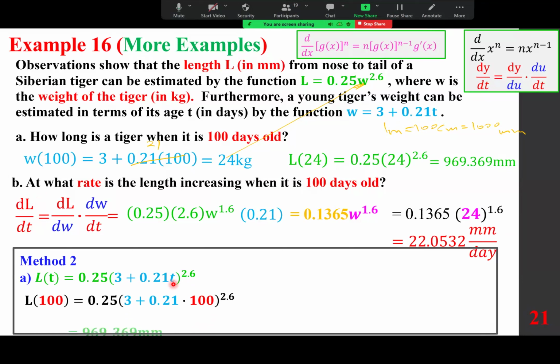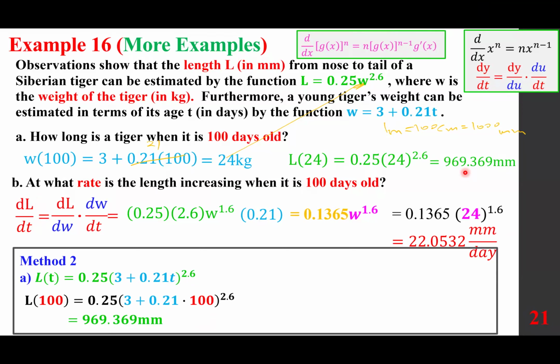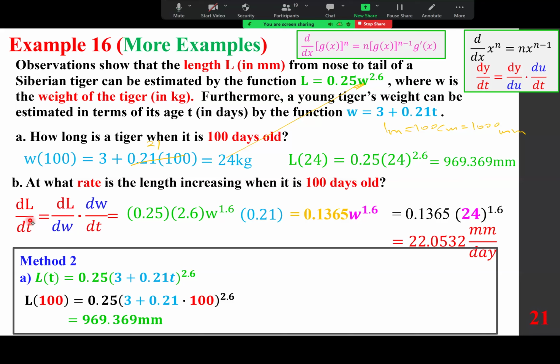and it will give you the same answer that we found here in the first place. Now, the L prime of t, we're going to differentiate this, which is 0.25 times 2.6 times the same thing to the power of 1.6 times the derivative of the inside, which is 0.21. So differentiate this using the extended power rule.